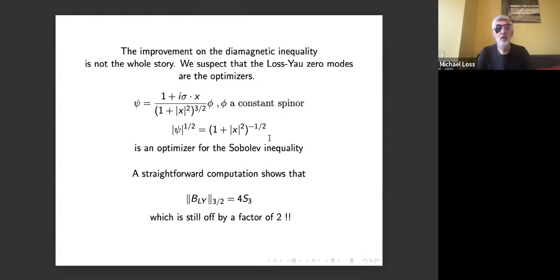Okay. So that suggests that you should do some work with this function. And by the way, when you use these zero modes of Yau and myself, it turns out that the magnetic field, which we suspect is the optimal one, when you compute the 3/2 norm, you get 4 times S3, where S3 is the optimal Sobolev constant. So we are still off with our result of Rupert and mine by a factor of 2. So then what should we do? All right, so from now on, we will concentrate on the modulus of psi to the power 1/2.